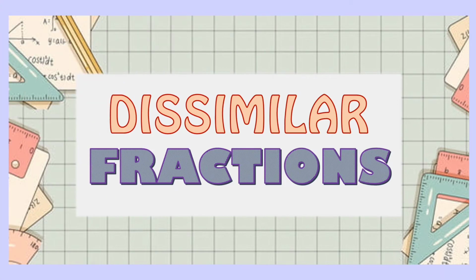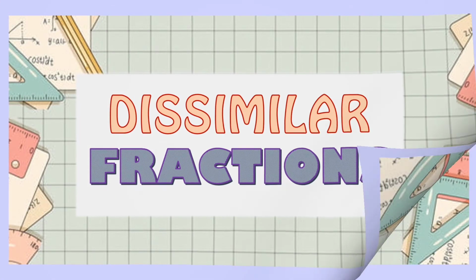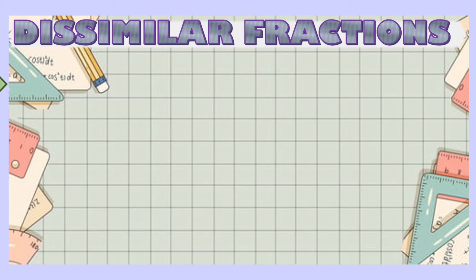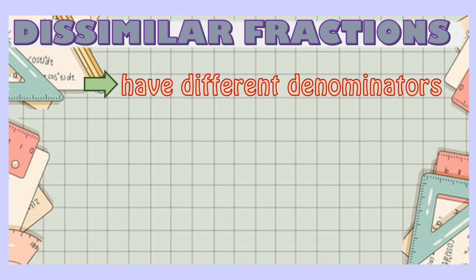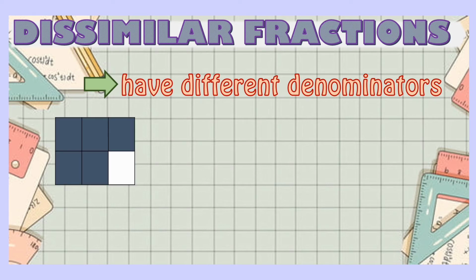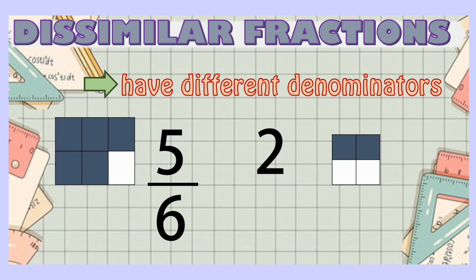Next is dissimilar fractions. Dissimilar fractions are fractions that have different denominators. So, as we can see in this example, 6 and 4 being the denominators do not have the same value.